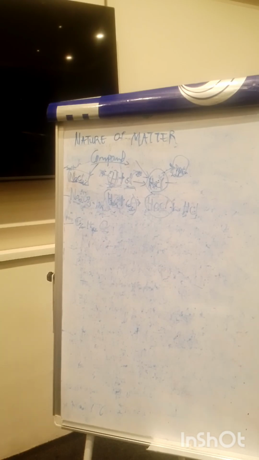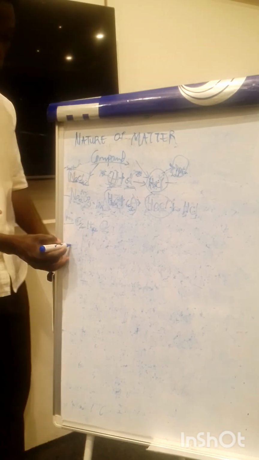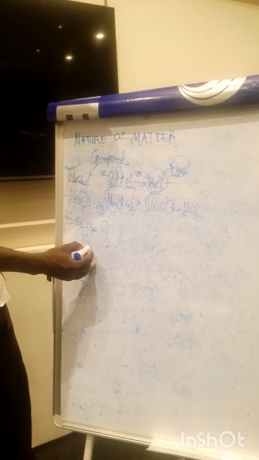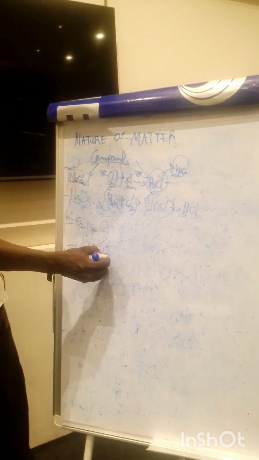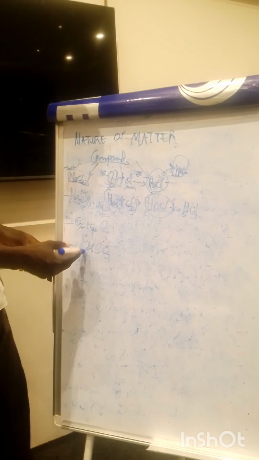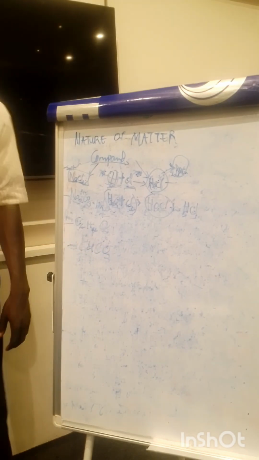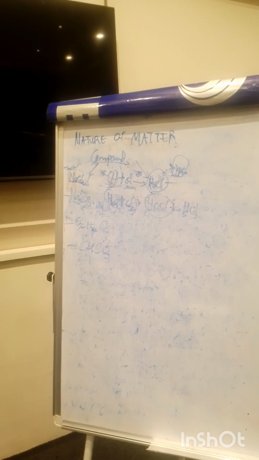Now let's check another example. Our limestone, before we now progress. Our limestone is CaCO3. As you can see, calcium is combining with carbon and 3 atoms of oxygen to give you your compound, your limestone.